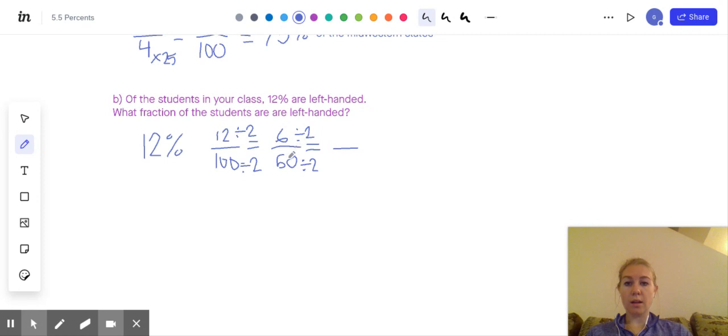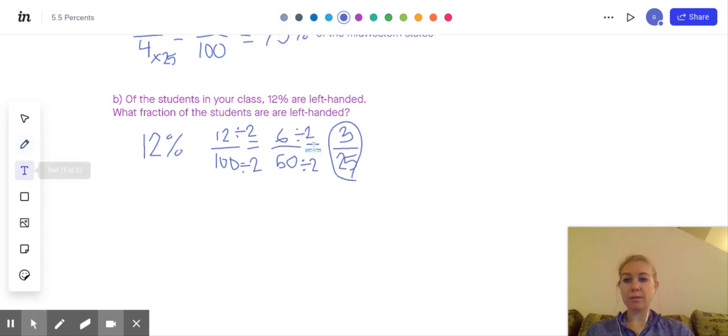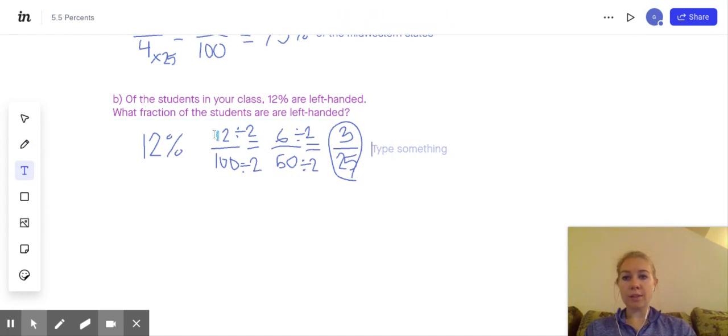Okay, 50 divided by 2 is 25. Right, 2 goes into 50, 25 times. 6 divided by 2 is 3. 2 goes into 6, 3 times. Okay, so 3 25ths. Oh, and let's label because this is a word problem. So what fraction of the students are left-handed? It's 3 25ths of the students are left-handed. Okay, and we're done.